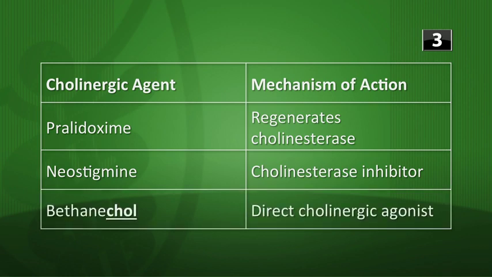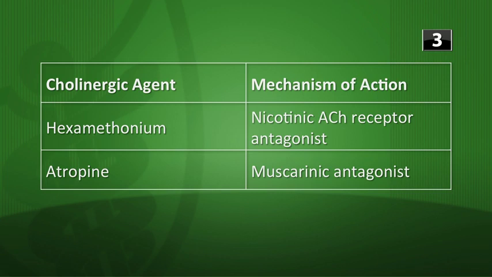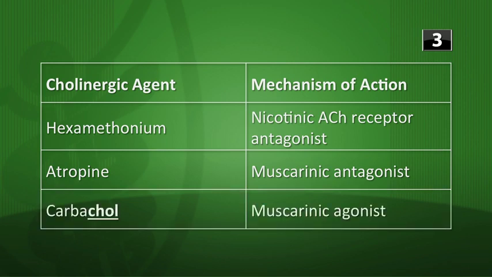Bethanechol is a direct cholinergic agonist. It actually agonizes the muscarinic receptors. Hexamethonium is a nicotinic acetylcholine receptor antagonist. Atropine is a muscarinic antagonist. It competes for the binding sites of the muscarinic acetylcholine receptors. Carbachol is another muscarinic agonist. Several of these drugs have chol in their name, just like acetylcholine. So carbachol, bethanechol, methacholine, all are muscarinic agonists. They have the same effect as acetylcholine. That's one way to remember that.